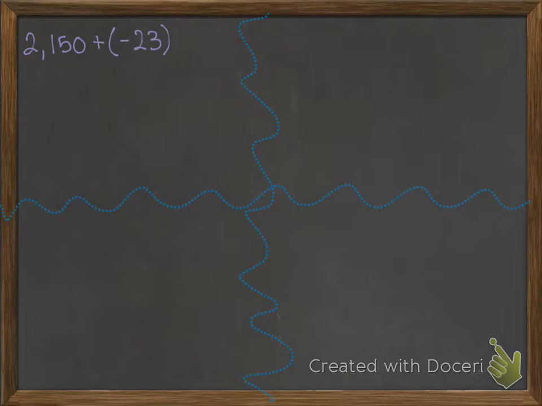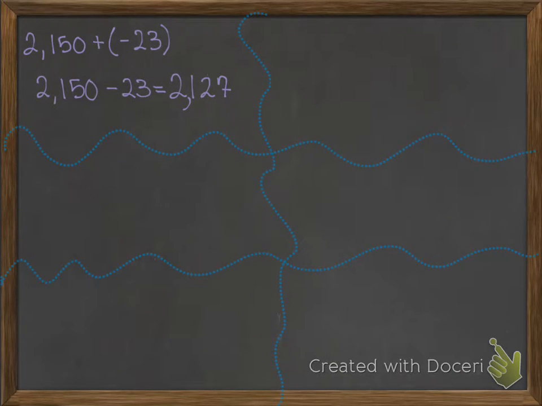2,150 plus negative 23. I think it's easier to think about as 2,150 minus positive 23, or just minus 23. And if you subtract the two, 2,127.